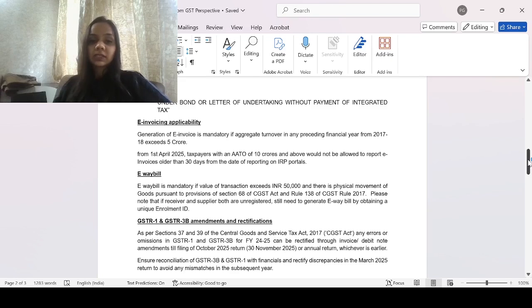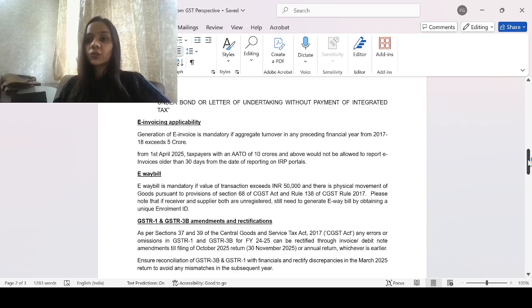Next one is the GSTR-1 and GSTR-3B amendment and rectification. We should review all our GSTR-1 and GSTR-3B filings till now, and if any rectification or amendment is required, then we should initiate it on an immediate basis. Although the time limit to correct the GSTR-1 and GSTR-3B is the 30th November or the due date of filing the annual return, whichever is earlier.